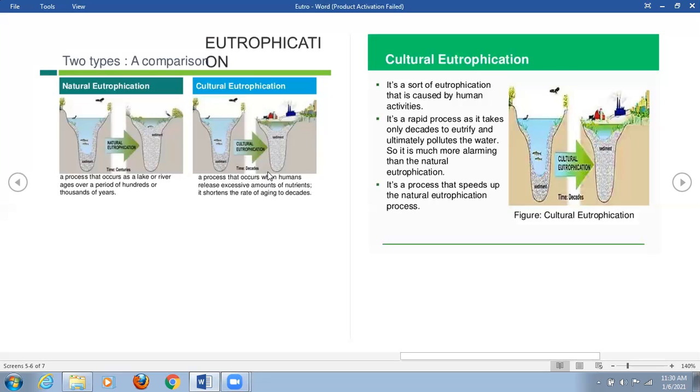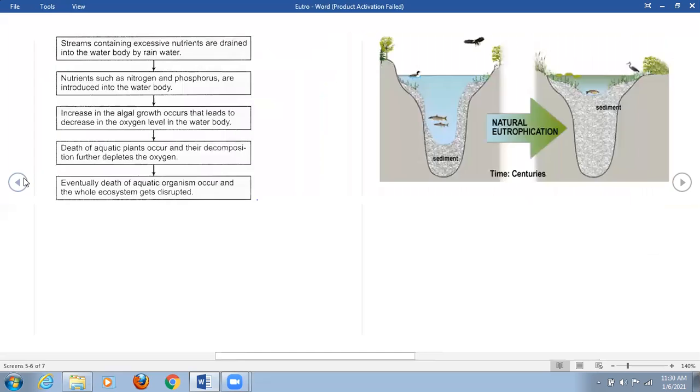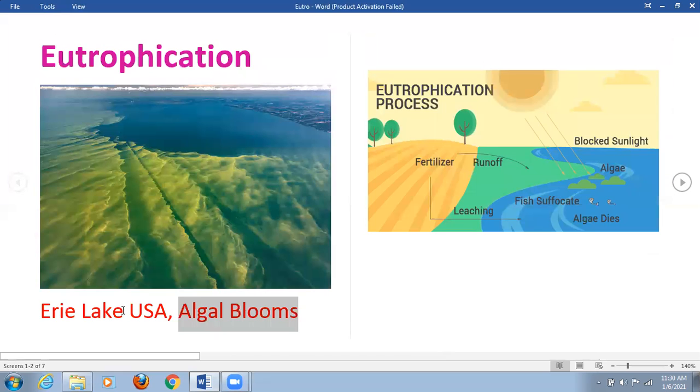So as I told you, the example of eutrophication. This is an excellent example of eutrophication. This is a man-made eutrophication. This is Lake Erie, which is present in the USA. So in 1965, more than 80 tons of phosphates were added daily in this particular lake. So it encouraged the formation of algal blooms.